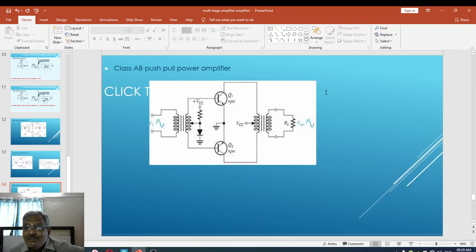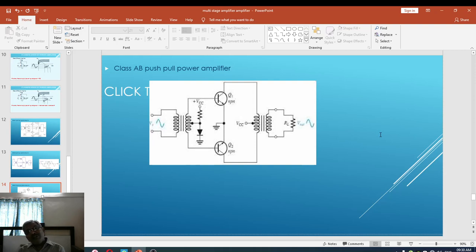Friends, this is the class AB power amplifier. Class AB power amplifier is the power amplifier in which the operating point of both the transistors is adjusted slightly above the cutoff point, in between class A and class B power amplifier. Dear students, you are aware that in case of class A power amplifier, the operating point is adjusted exactly at the center of the load line, whereas in case of class B power amplifier, the operating point is adjusted exactly at the cutoff point.